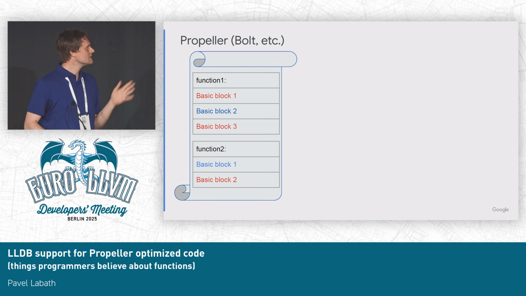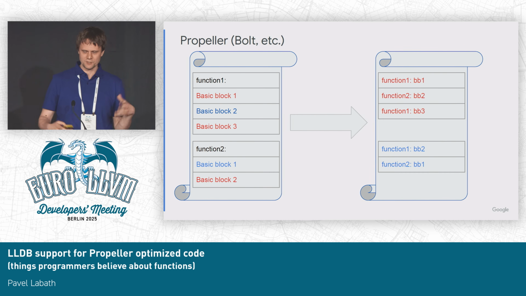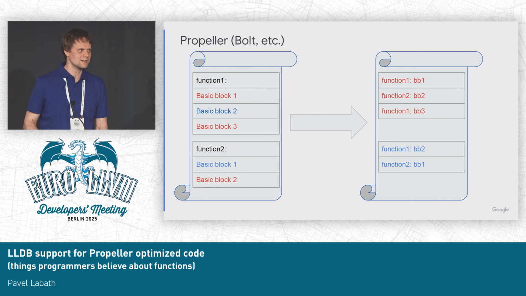So this is how a normal binary might look like. It contains a bunch of functions. Each of those functions may have some cold code, may have some hot code. What Propeller does is it takes all of the hot code from all of those blocks from all of those functions and puts them together, and then does the same thing for cold code as well. And this brings you increased speed through better code locality, lower iCache misses, and whatnot. But what I want to talk about is how to debug this.